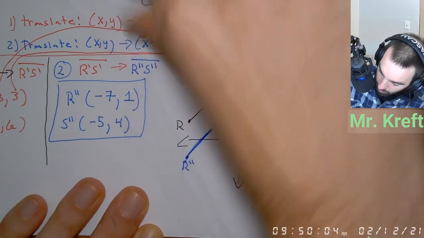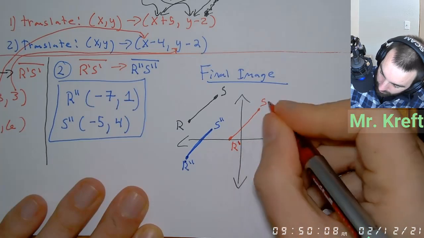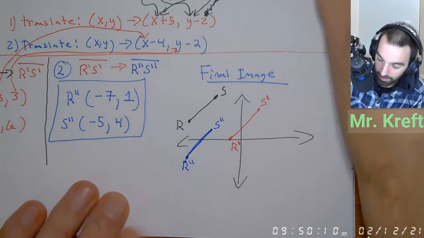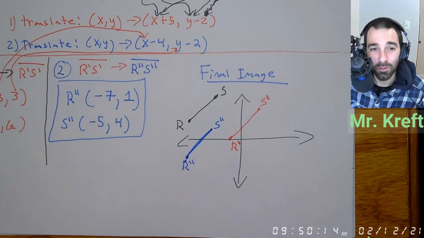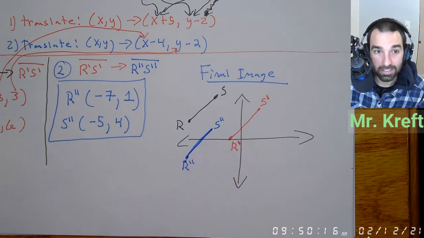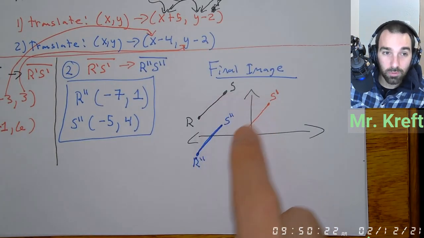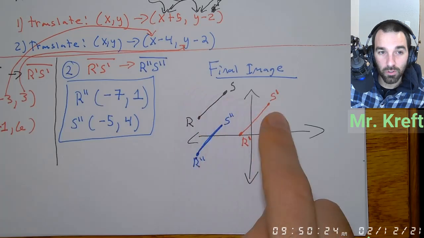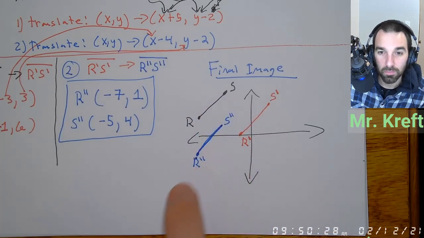Right, so I forgot to add my primes. So that's R double prime, this is R prime, and S prime. Okay, and again, this is just a sketch. It's not accurate, but if we were in person, we would be doing this like that. So that is a composite transformation. It had 2 different translations. I moved here first, and then I moved down here. And this is my final resting space.